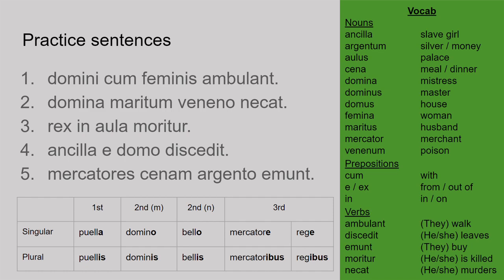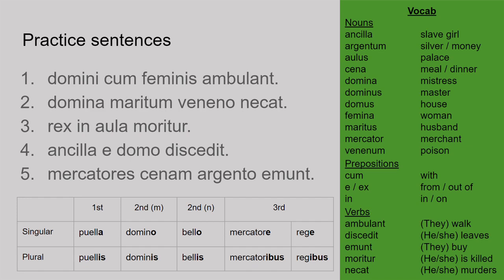Sentence number 3, rex in aula moritur. Now, rex is my nominative here, so the king is the subject of the sentence. The verb is a slightly different one to ones we've seen before. Don't panic, just know that it's translated as is killed. In is my preposition, and along with the ablative aula, we get the king is killed in the palace. That's one of my location ablatives, so I've got an in, so I don't need a by, with, or from. It's one of the extra meanings that the ablative can have.